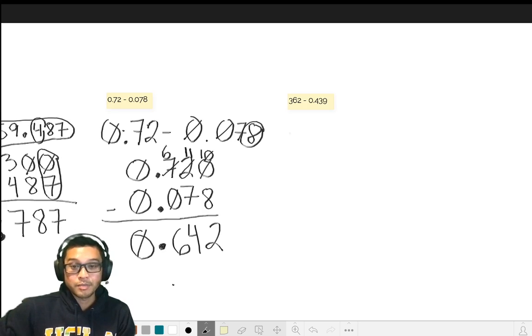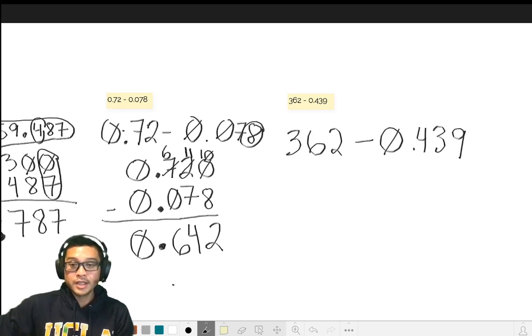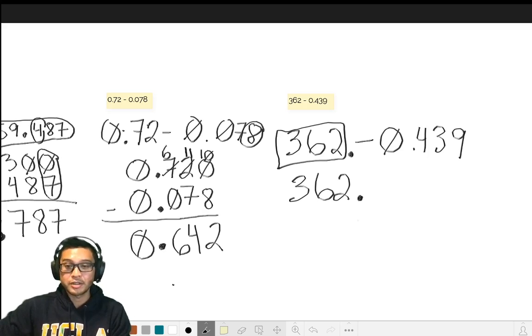All right, so here we have 362, no decimal, subtracting 439 thousandths. Okay? So this one's really tricky because look at this. We have a whole number here, no decimal, but hopefully you guys remember that whole numbers do have a decimal point. They're just written after the ones place right there. So 362 can be written with a decimal point at the end. It looks awkward, but we'll fix it up in a second.